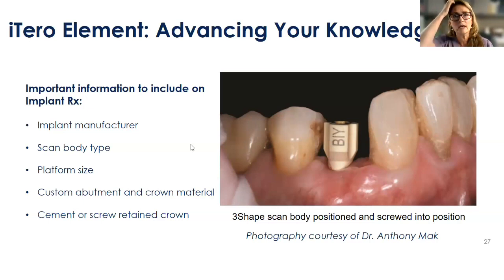When you're preparing your RX, your prescription for the laboratory, what's critically important for you to tell us is who the implant manufacturer is. What type of scan body did you use? Did you use an OEM? You know, if it's a Nobel implant, did you use a Nobel scan body? What the platform size is, what custom abutment material you want, and then what crown material you want. And if you want insertion to be cement or screw retained of that crown.